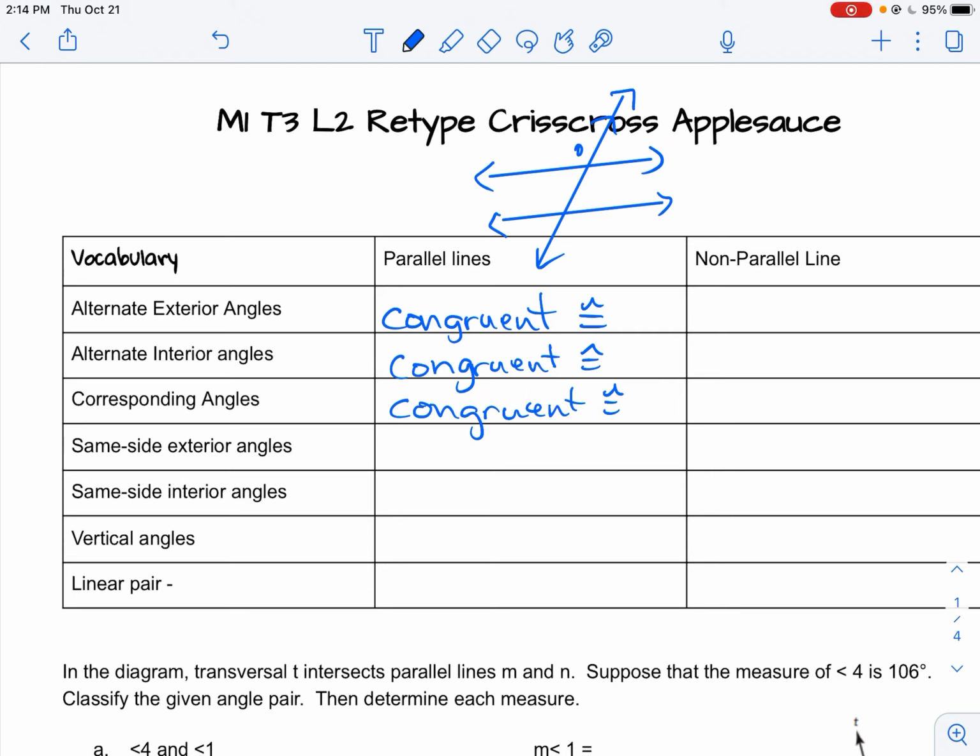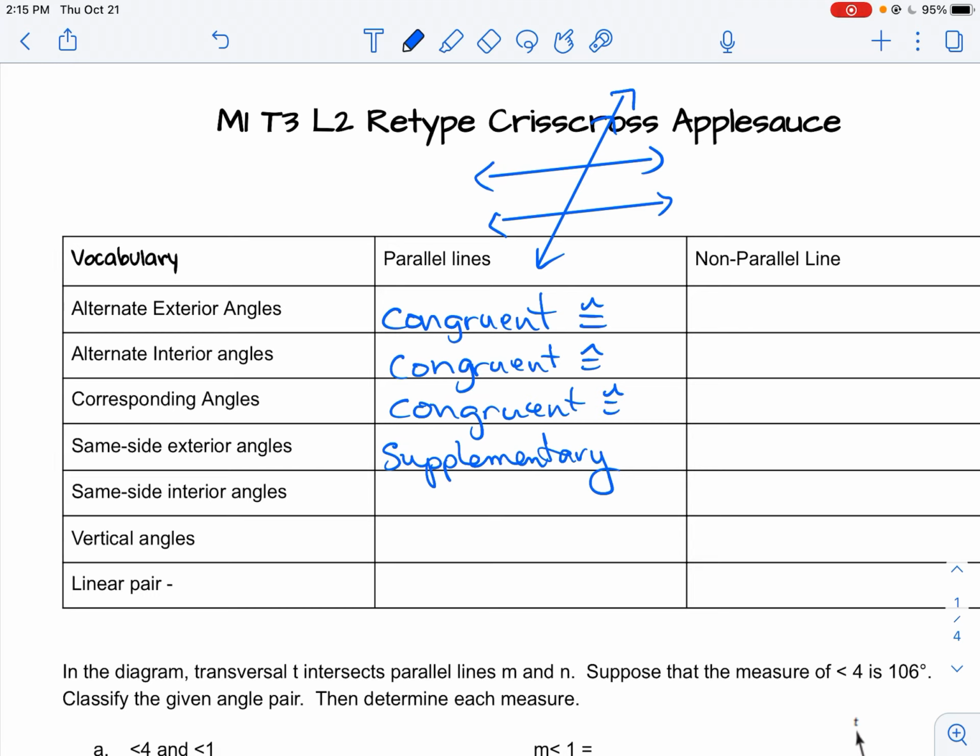Then same side exterior angles. So here and here, they're on the same side of the transversal. This time, they are not the same size. These are actually going to be supplementary angles. That means that they add up to 180 degrees.